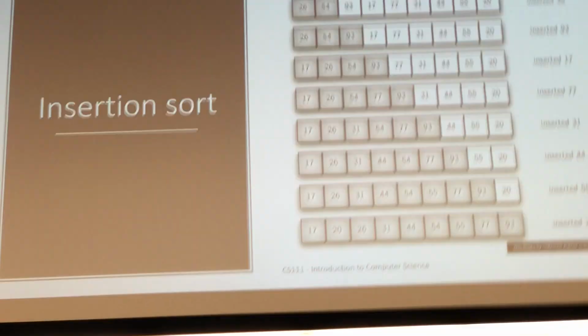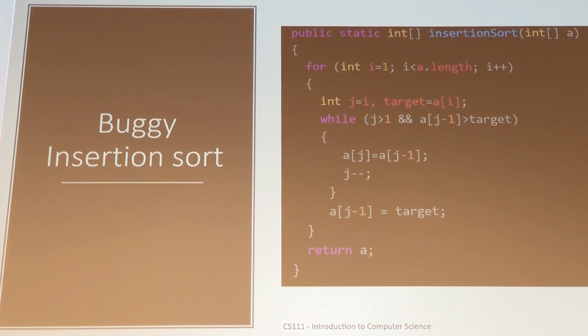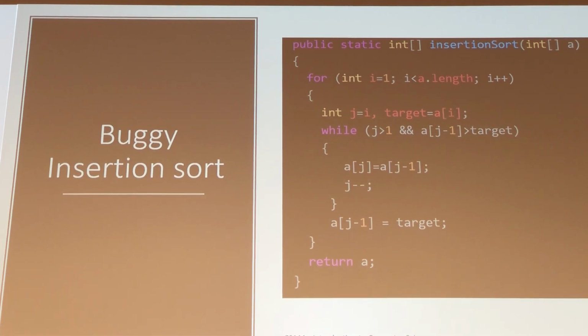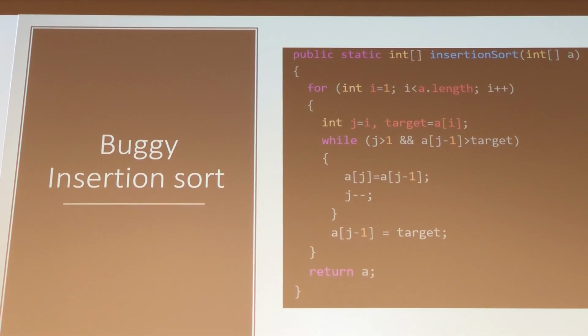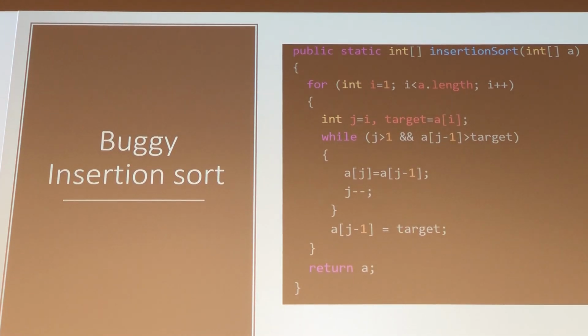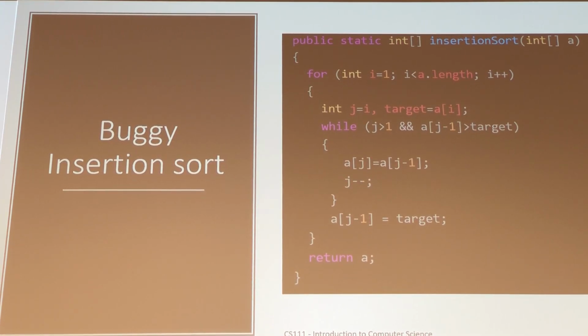The insertion sort. Okay, so this code is the insertion sort code. I wrote it first thinking, okay, I have the algorithm and I will do this. And what I have here is that a[j-1] is the assigned target.